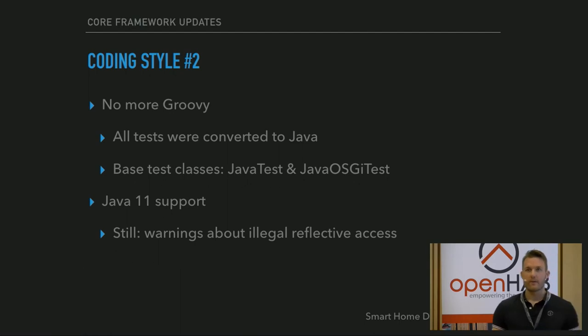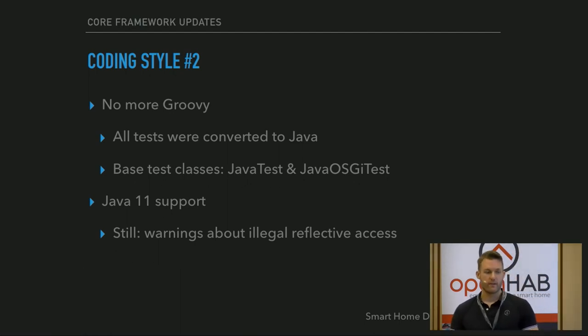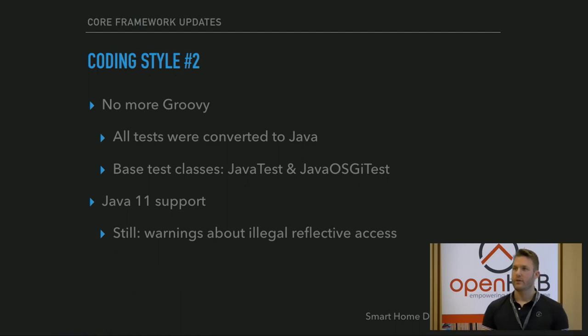Second coding style item is that we got rid of Groovy about 99.9%, because there's only one class left which has a Groovy dependency, but all other tests where we did use Groovy are now converted to Java. So the new recommendation is to use Java test or Java OSGi test as a base class and implement your unit tests in pure Java.